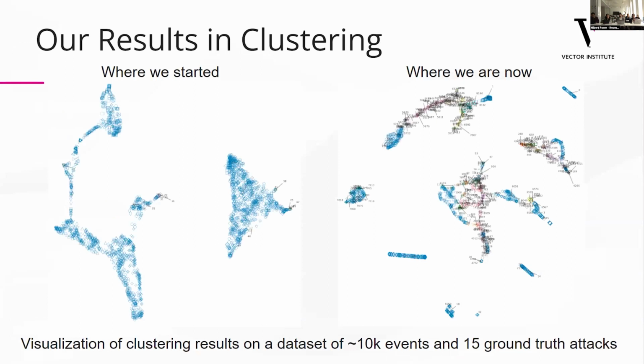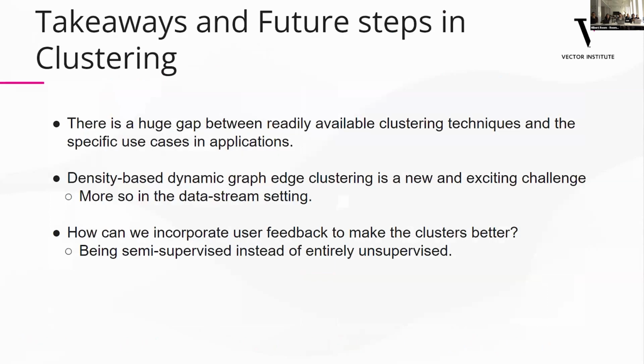And this is a quick visualization of the clustering model. The left side is our baseline performance. The right side is what the model gives now, on a data set of around 10K edges. We can see that the clusters on the right-hand side are much more defined. And with that, I'm going to hand over to Rajdeep.